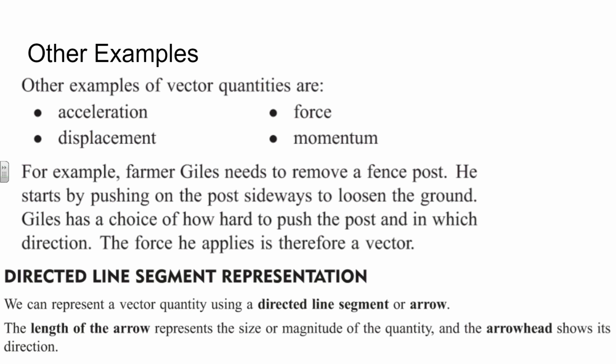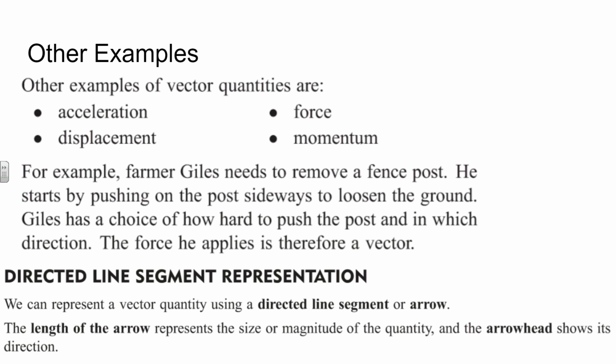So, for example, Farmer Giles needs to remove a fence post. He starts by pushing on the post sideways to loosen the ground. Giles has a choice of how hard to push the post and in which direction. Therefore, the force he applies is a vector. Now, when we go to represent these vectors here, we use what's referred to as a directed line segment or arrow. That's the notation that we put on the top of the vector.